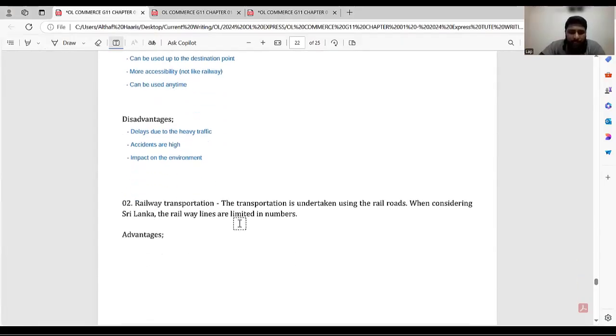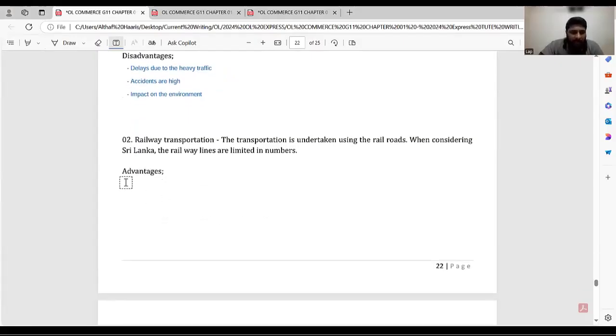Okay, now let's move to the railway line. Railway advantages: not like three-wheelers or buses, it can take a huge quantity, like 10 times, 20 times of what buses can take, one train can take, no? Heavy load.